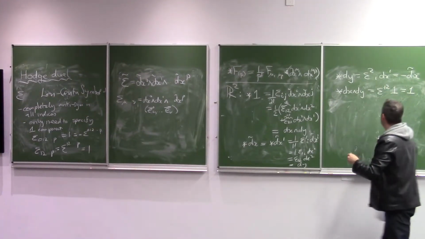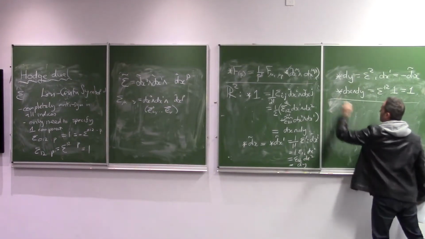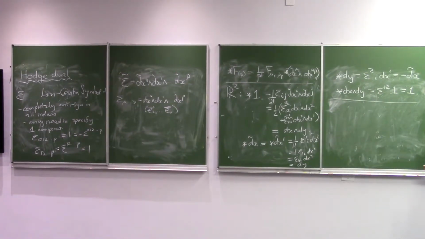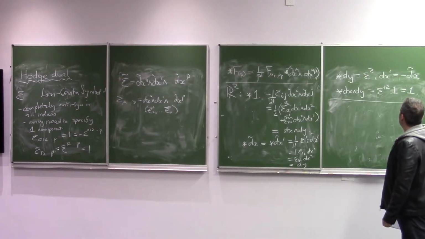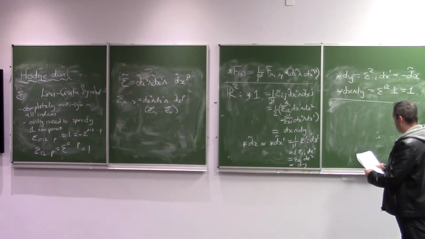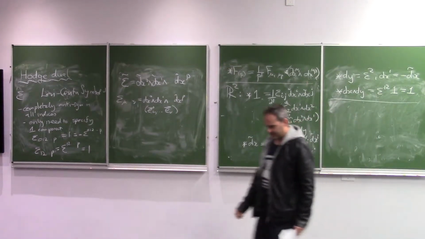Okay, now another thing that we can look at is what, yeah, question. Should it not be a 1 over 2 factorial? Should there not be a 1 over 2 factorial? Okay, do you want me to go through it in detail? Fine.